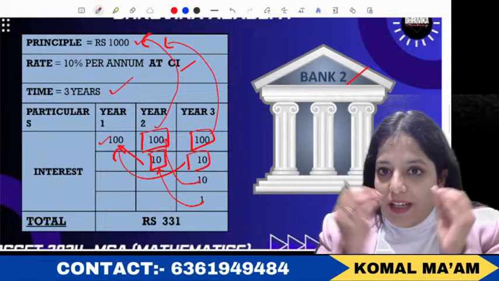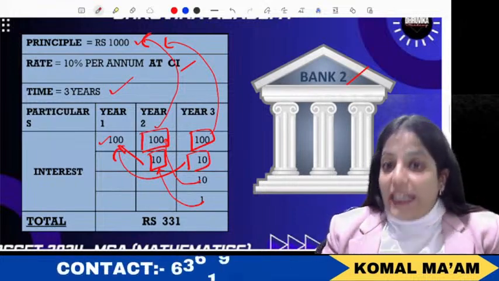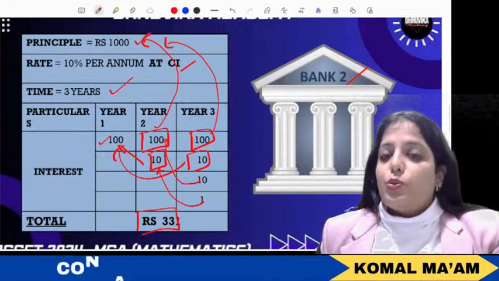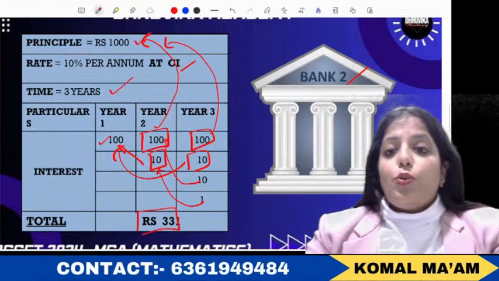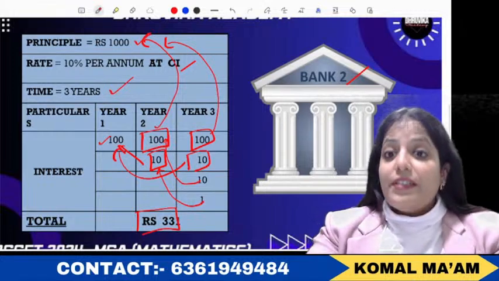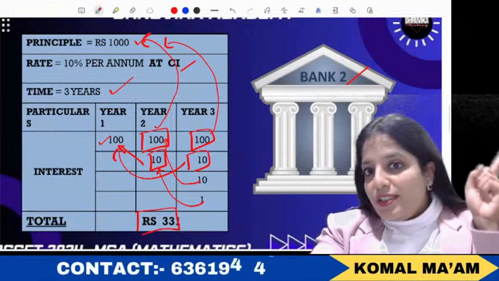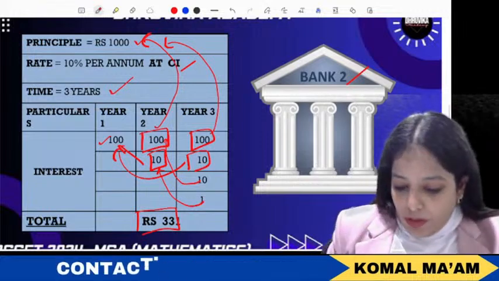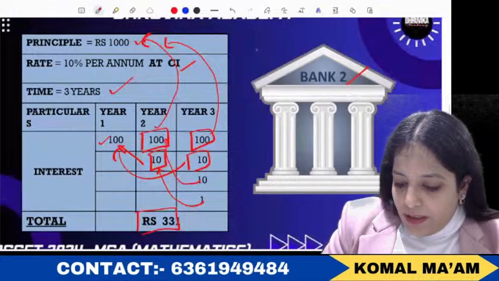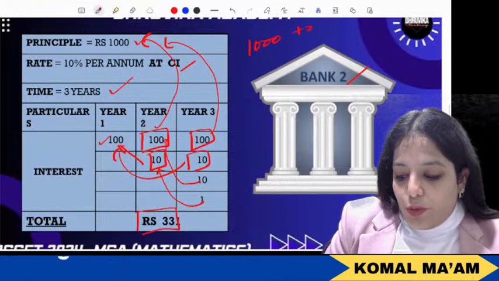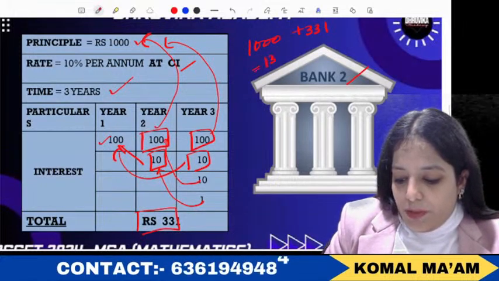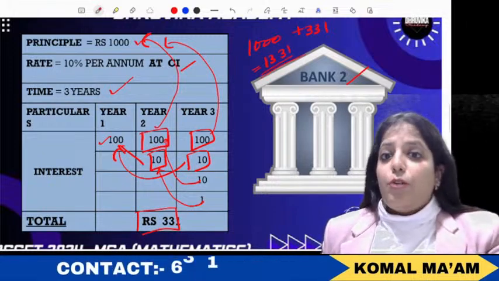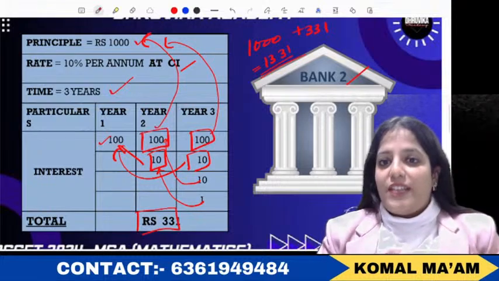So because of the arrival of the concept of interest on interest, you earned more interest in comparison to the simple interest. So in this case, you earned the interest of rupees 331, whereas you were earning 300 in case of simple interest. So what will be the amount here, guys? What will be the amount? You invested 1000 and you earn 331, so amount will be 1331 here. So I hope I'm clear with the concept of SI and CI.